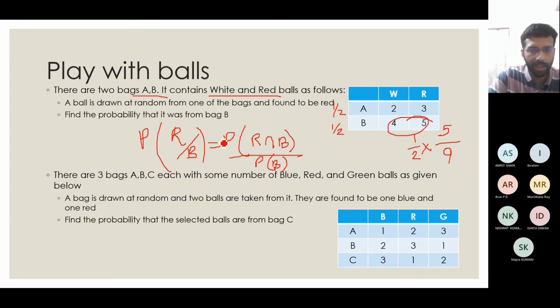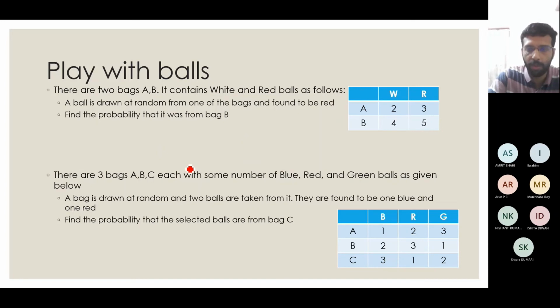Now, if you recall our discussion on Bayes theorem, we may be required to find many such conditions: what's the total probability of taking a red ball, what's the total probability of taking a white ball, what is the probability that the ball was from A or B. That is simple, 1 by 2. You can try to solve similar questions using Bayes theorem, and we can find the answers.